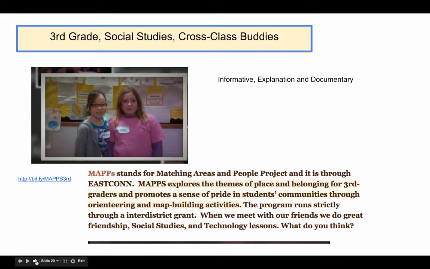This is another cross-class collaboration project using 2 different schools, and the children would meet together in one of the schools on a regular basis and work on a project together. They were able to use digital storytelling to recapture their experiences of the cross-collaboration over a period of several months.